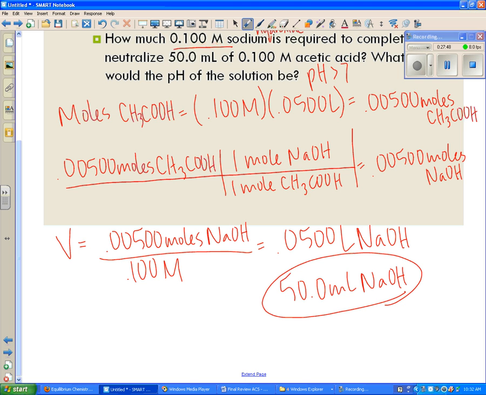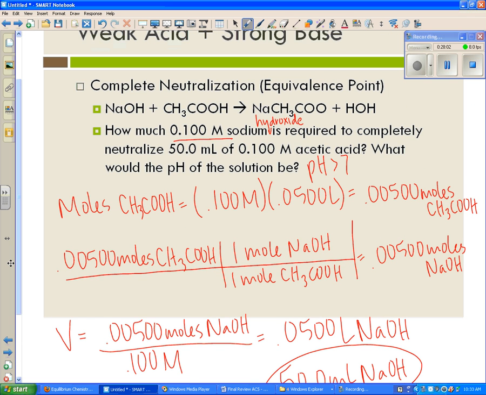So we need 50 milliliters of sodium hydroxide to neutralize the acetic acid solution. Now we want to know what the pH will be. Well, if we've added 50 milliliters of sodium hydroxide to 50 milliliters of acetic acid, at this point we'll have our salt and water. Okay? There won't be any sodium hydroxide, there won't be any acid, because they'll have completely reacted with one another. We'll just have our salt and water.